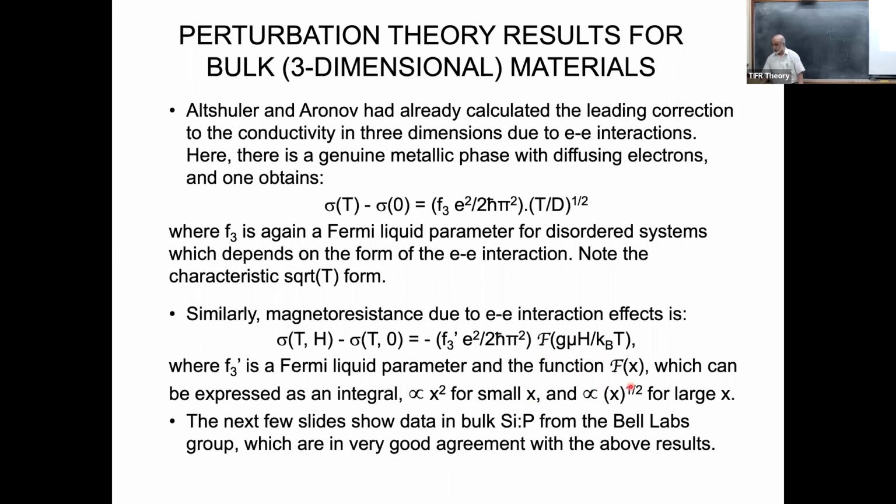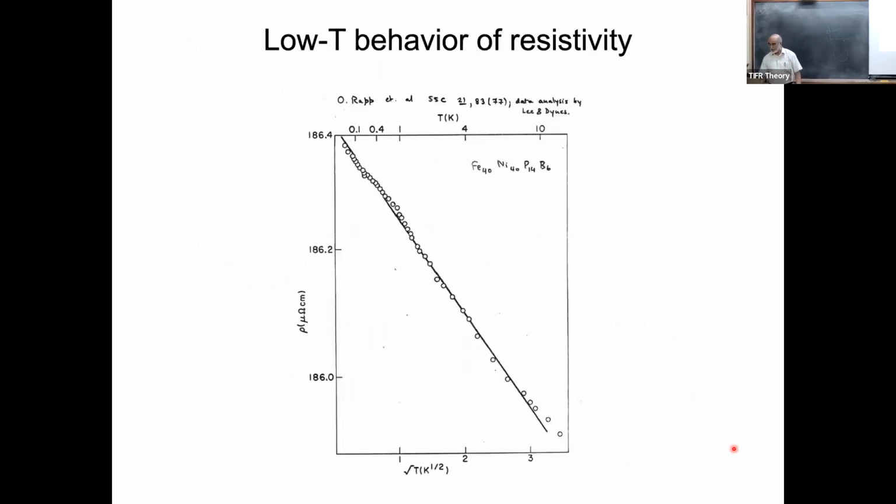And this argument, when it is small, it is x squared. When it is large, it is square root x. Square root x means it goes like square root of the magnetic field, just like it goes like square root of the temperature at low magnetic fields. Okay. And so I'm going to show the data from the Bell Labs group, which is basically Gordon Thomas, Tom Rosenbaum, and collaborators, and show that there's good agreement with theoretical results.